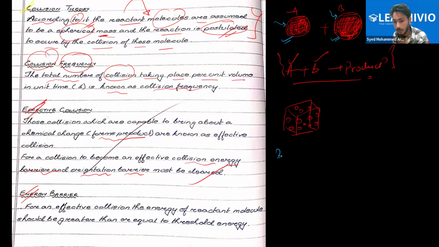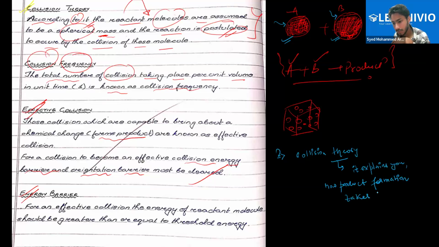I'm going to quickly revise the collision theory for you. Collision theory explains how product formation takes place. This is the collision theory. It is based on the process of product formation.